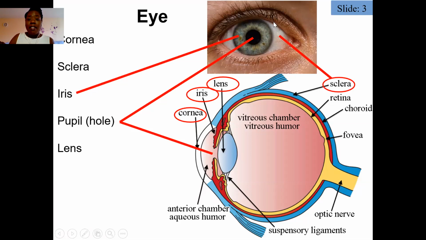We've got the sclera, which is the white of the eye. This is a fibrous connective tissue layer that surrounds the eye. This is what gives the eye its white appearance on the outer parts.